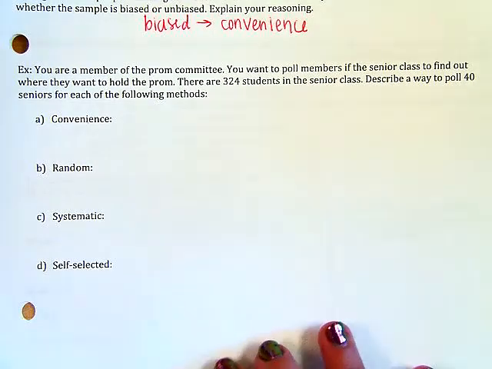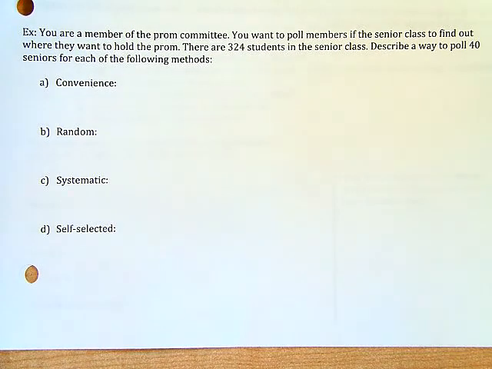Okay. You are a member of the prom committee. You want to poll members of the senior class to find out whether they want to hold the prom, where they want to hold the prom. There are 324 students in the senior class. Describe a way to poll 40 seniors for each of the following methods.